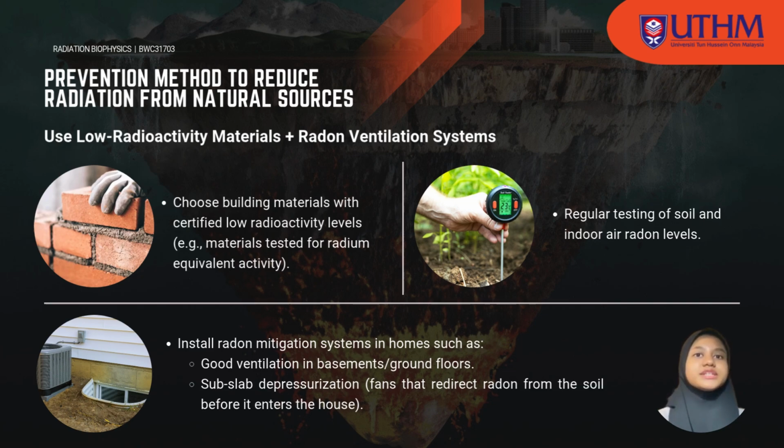The best prevention is installing radon ventilation systems, especially in basements and ground floors. This includes subslab depressurization systems, where fans suck radon gas out from beneath the house before it enters the air we breathe. Additionally, regular testing of indoor and soil radon levels is important, especially in areas known to have high natural background radiation. By combining low radioactivity materials with proper radon mitigation, we can significantly reduce health risks related to radionuclides in our homes and buildings.